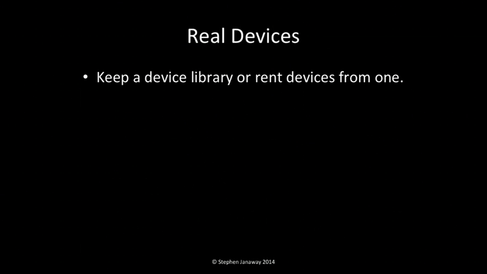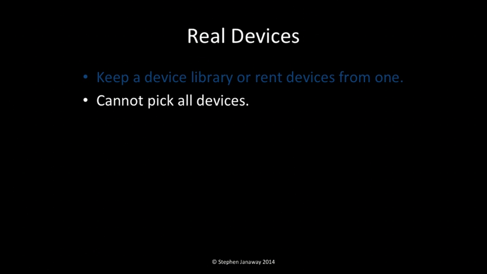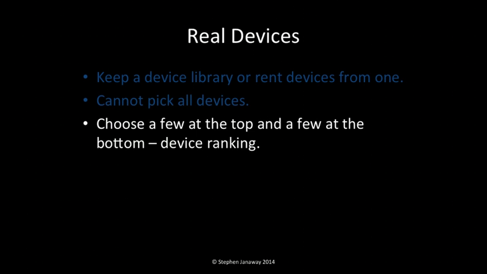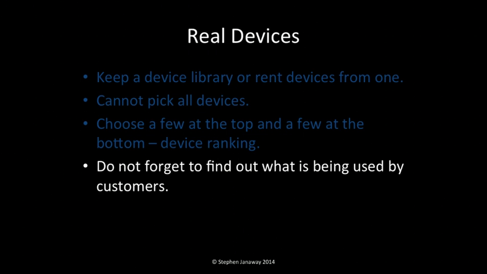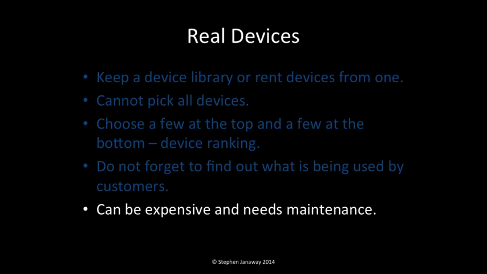As mentioned earlier, you could buy all of these devices, or you could rent them. You could use an open device lab, because you can't pick them all. So choose a few at the top and the bottom and in the middle. You could consider some device ranking, so look at what your users are using, for example. Don't forget your customers use your app. And don't forget real devices and device libraries are expensive. So set that expectation in the project you're working on that this is something that uses budget and it's something that is very much required.